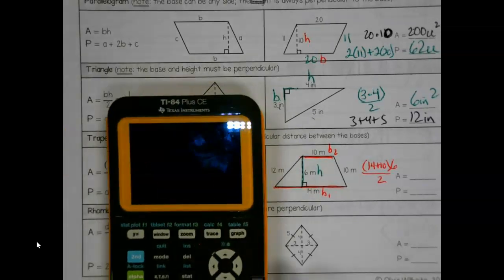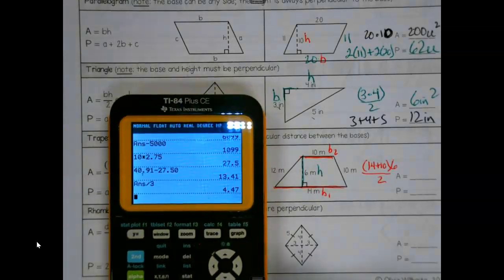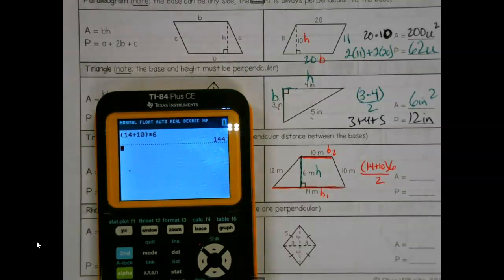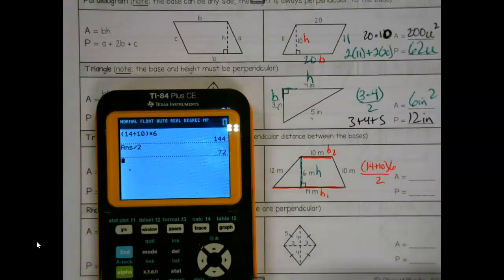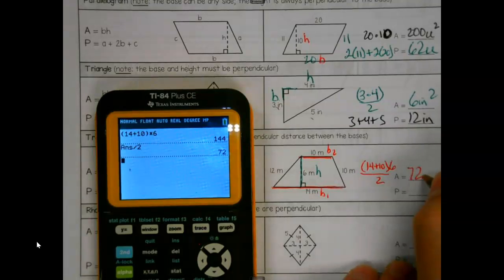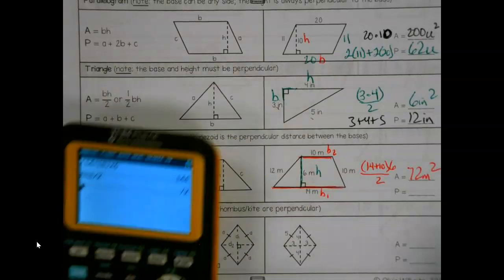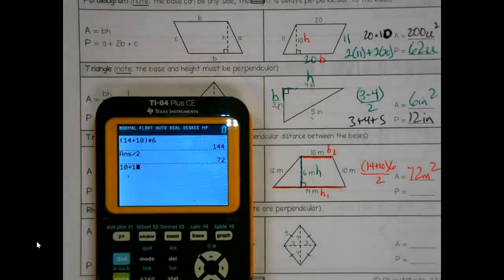I'm a fan, always have been, always will be, of just doing the top, the numerator, and hitting enter, then doing my divide. Then I don't have to worry about the calculator doing silly stuff. And for my perimeter, we're just going to add them all up. No fancy formulas on the trapezoid.